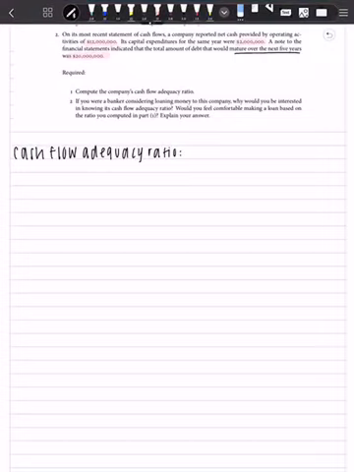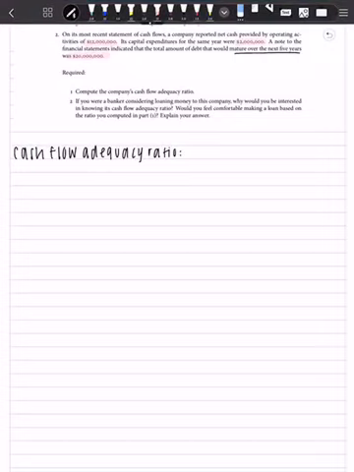On its most recent statement of cash flows, a company reported net cash provided by operating activities of $12 million. Its capital expenditures for the same year were $2 million. A note to the financial statements indicated that the total amount of debt that would mature over the next 5 years was $20 million.